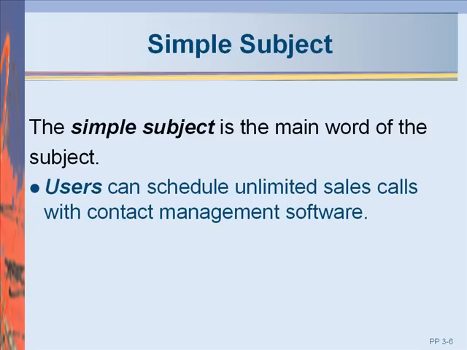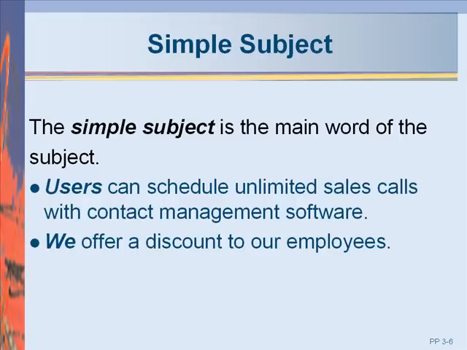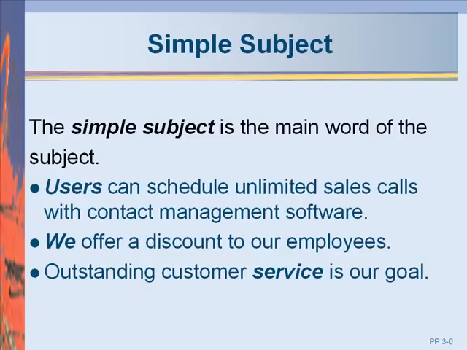So the simple subject is the main word of the subject. Simple subject in this sentence is users, and the predicate in this sentence is can schedule. Can is a helper to the main verb of schedule. This next example, the simple subject is we, talking about what we're doing, and the simple predicate is offer. Notice that these simple subjects start at the beginning of the sentence.